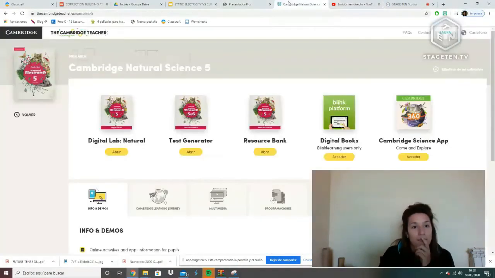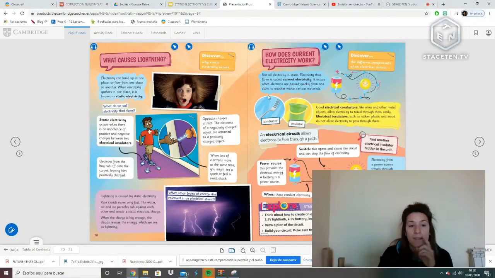So as you can see here in the book, it explains the differences between static electricity and current electricity. But I don't want you to read the circuit, because this will be for our next lesson.